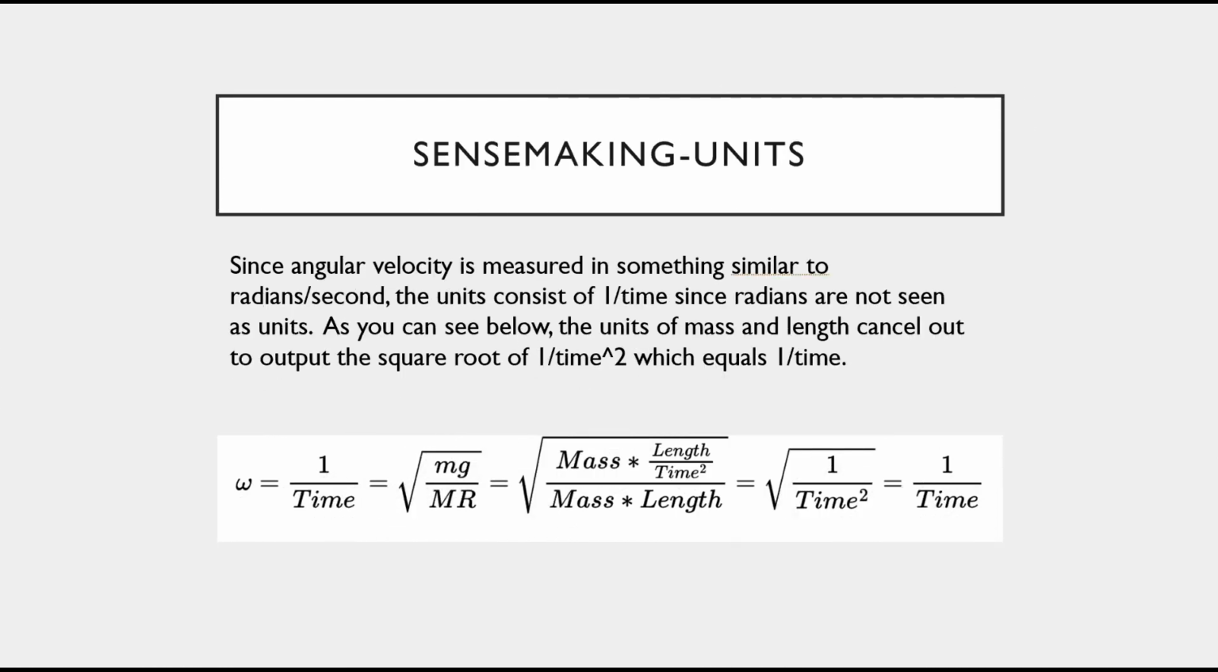As you can see, the units work out because angular velocity has the units of radians per second, or 1 per second if we're looking at units. When combining all the quantities that have units, we are given 1 over time squared, which goes to 1 over time when square rooted.